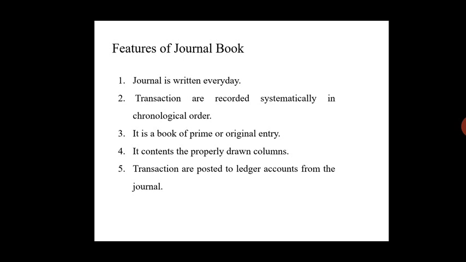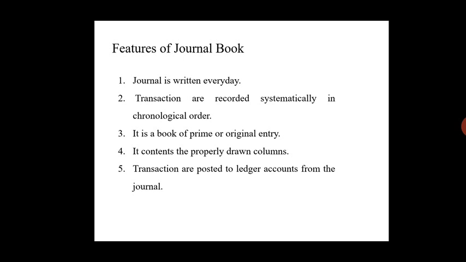Next, transactions are recorded systematically in chronological order. It means transactions are recorded systematically because of the chronological order, which means they are recorded date wise, day by day. Next, it is the book of prime or original entry. After tracking transactions, they are recorded in the books of journal, so it is the original entry. It is the primary book of account, or you can say the original book of account.